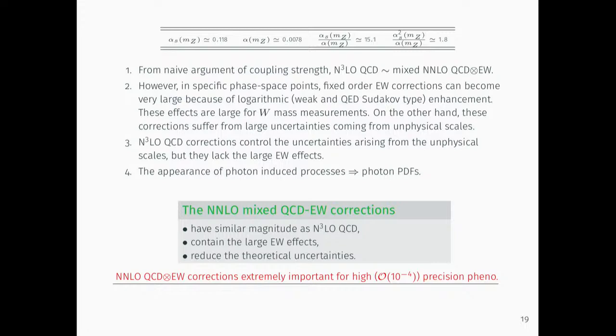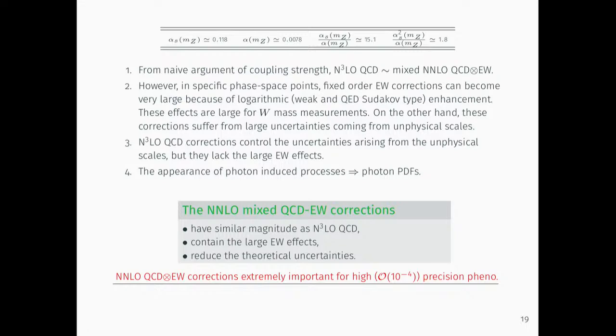On the other hand, if you take QCD corrections, because of N3LO, we have computed third order already. That controls all the uncertainties from the unphysical scales, but they lack all these effects from large electroweak. So we have two roads. One is QCD, which controls the unphysical scales, but doesn't control the logs coming from the mass, the Sudakov logs. We have electroweak that controls the Sudakov logs, but not the uncertainties from the unphysical scales. That's why the mixed one, which will control both, is so important.